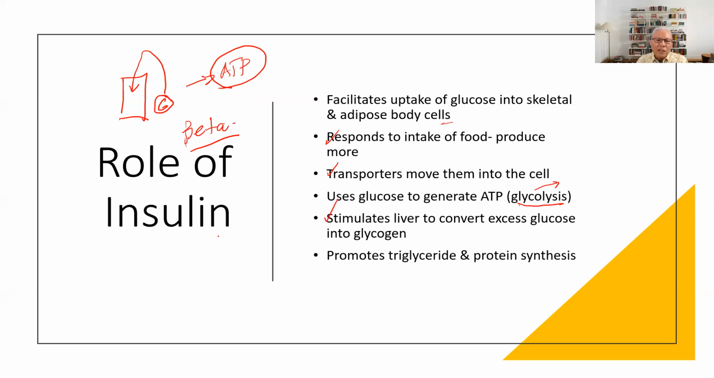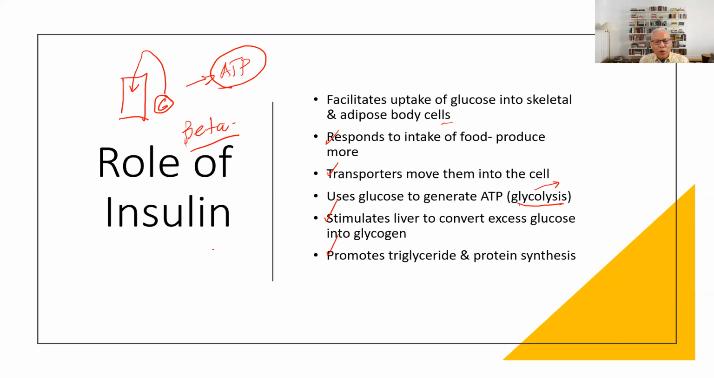The other things that insulin does is it stimulates the liver to convert excess glucose into glycogen for storage. And it is going to inhibit enzymes that are involved in glycogenolysis, or the breakdown of glycogen. And the last role of insulin is to promote triglyceride and protein synthesis. So when insulin is secreted, it is actually regulated through a negative feedback mechanism.